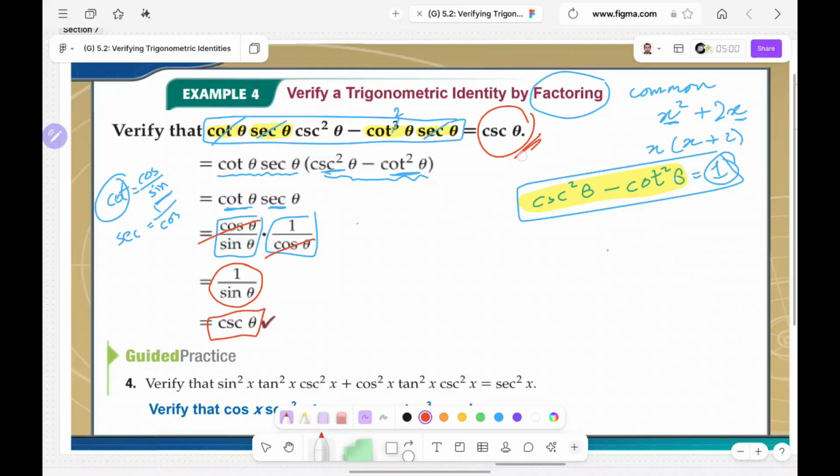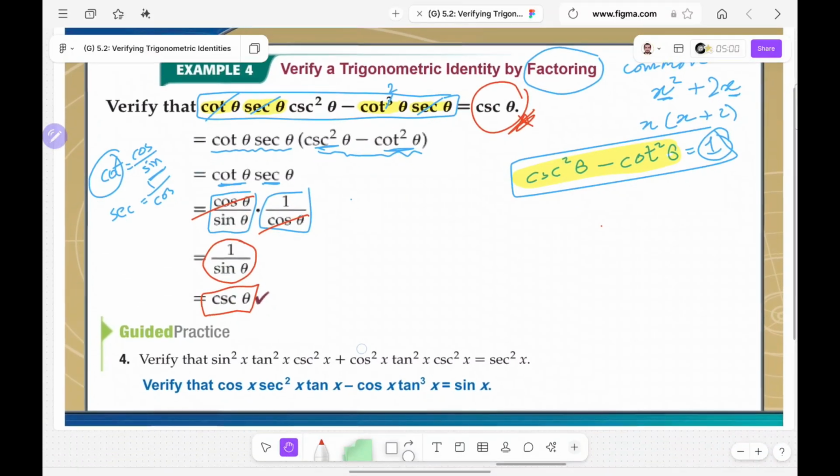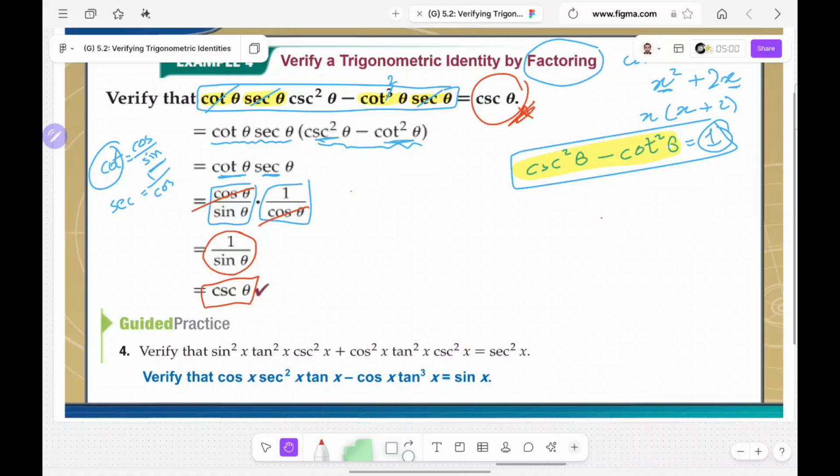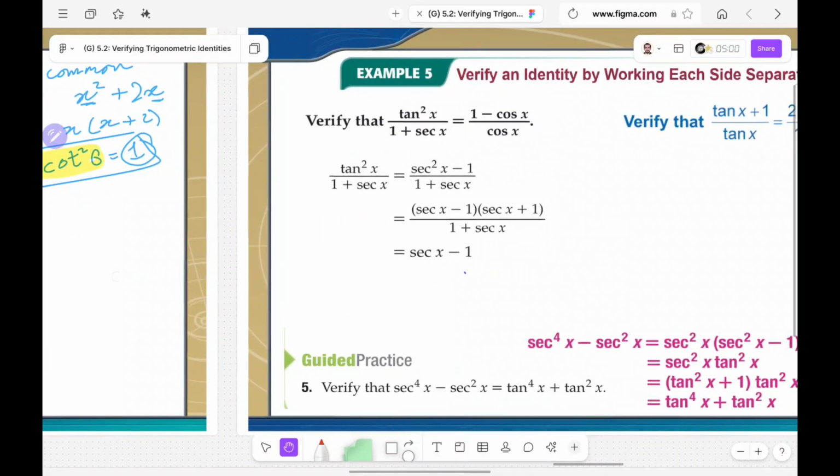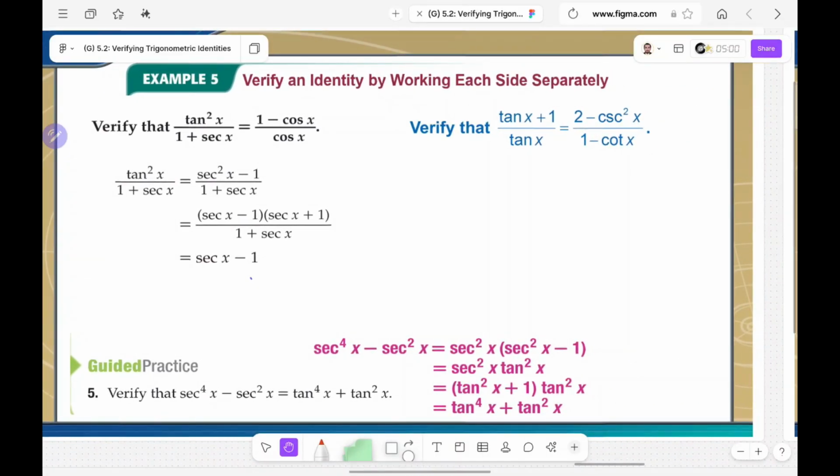So I verified it. Now try to solve these two questions by yourself. It's an easy question, same idea, which is using factoring. Now, let's go to the last part of the lesson. Here, I forgot to hide the answer, but it's fine. Okay, you know the idea.